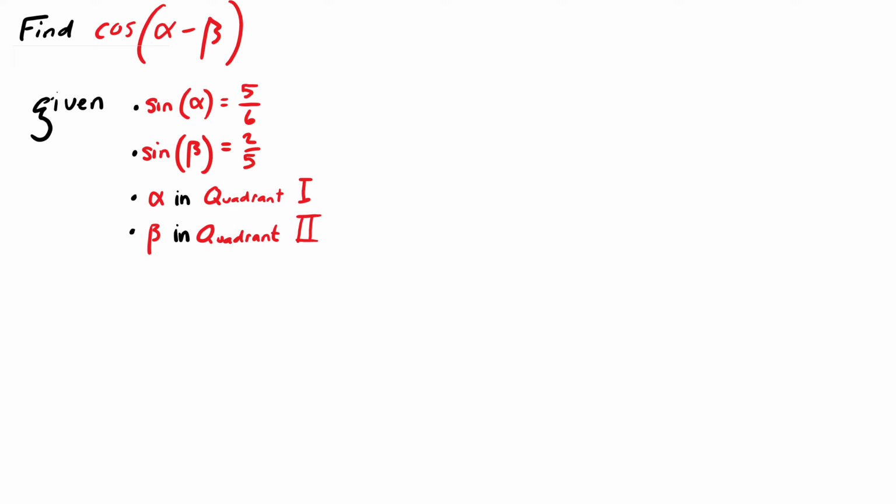Hello guys, today we're going to be finding the exact value of cosine of alpha minus beta, given sine of alpha is 5 over 6 and sine of beta is 2 over 5. Additionally, we also know that alpha is in quadrant 1 and beta is in quadrant 2. In order to find these, we have to use trigonometric identities.